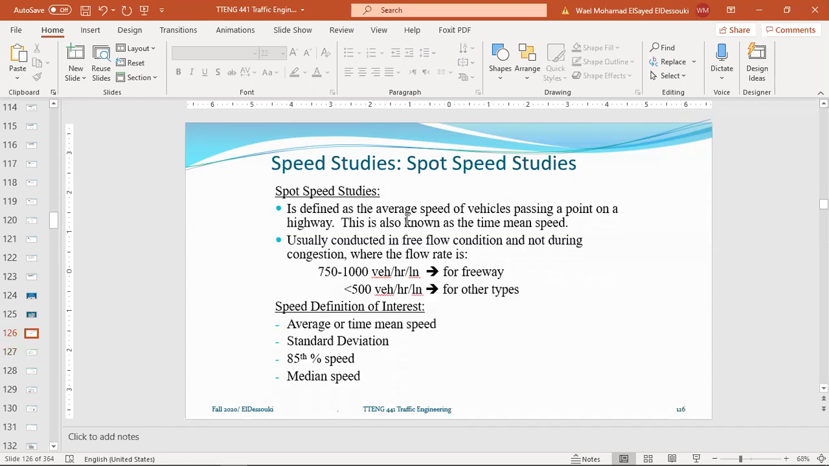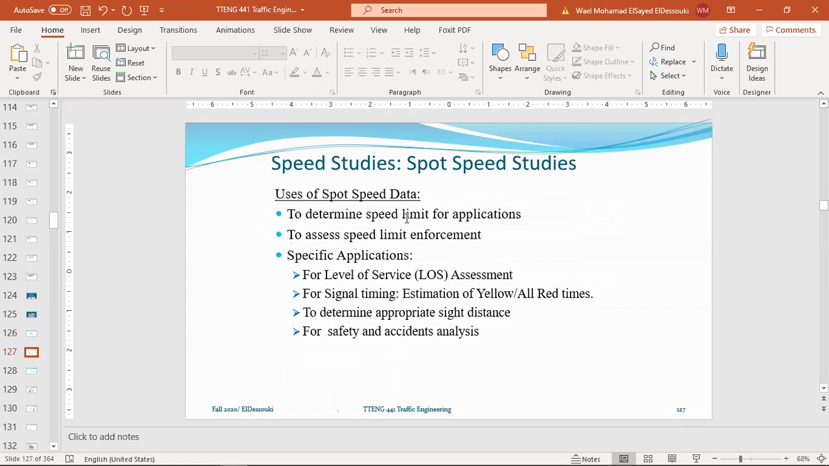The spot speed study is defined as the average speed of vehicles passing a point on a highway, which is basically the time mean speed. The uses of spot speed study data are to determine speed limits, and to assess speed limit enforcement, to see if people are following the speed limit or if we need further enforcement. We have other specific applications.